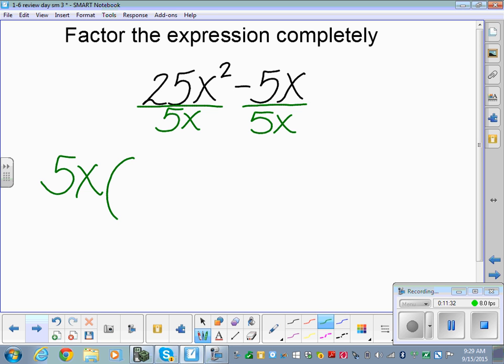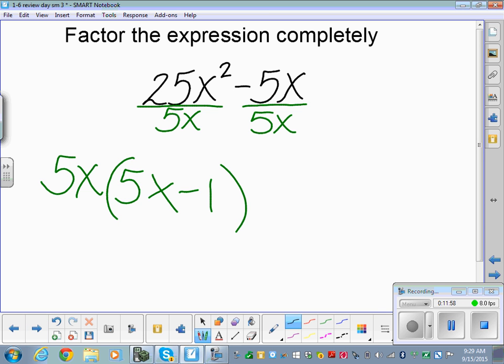25 divided by 5 is 5. x squared divided by x is x. Now, guys, careful here. Negative 5x divided by 5x is not 0. What's anything divided by itself? 1. So this one is negative 1. Now look at our factors. Are they linear? Are they degree 1, each of them? We're done. We're factoring. It didn't even say solve by factoring. It said factor. So we're done.